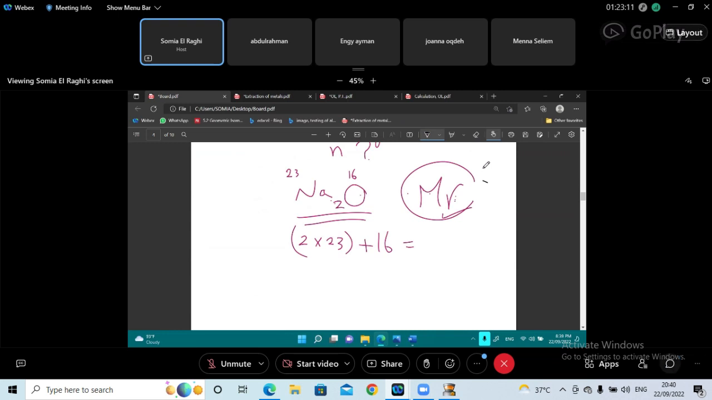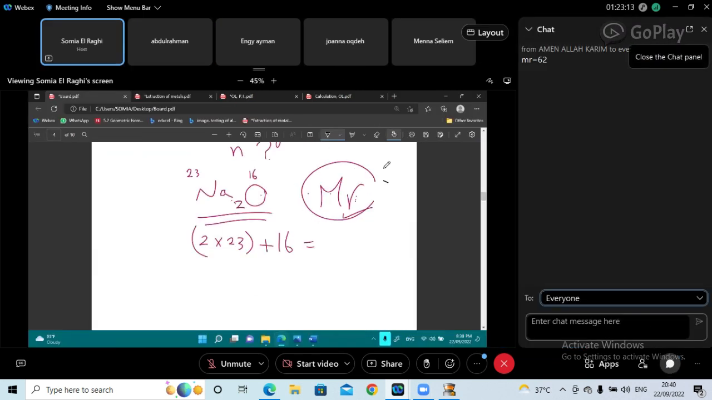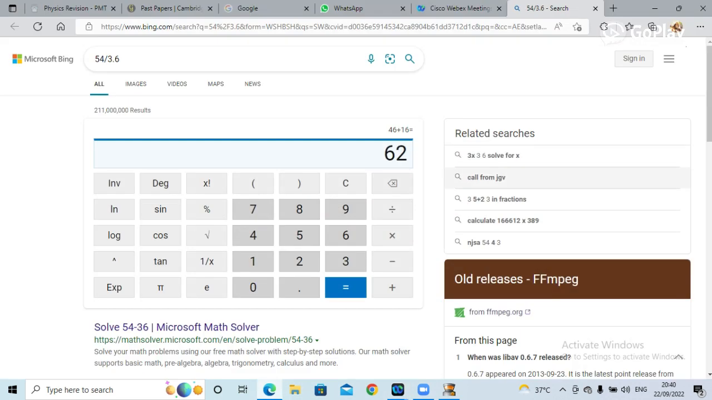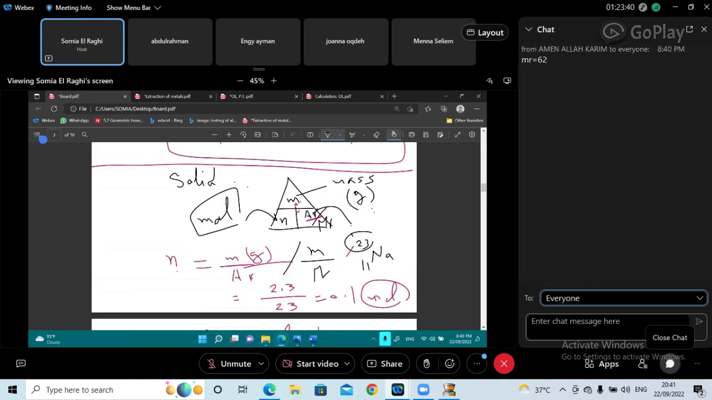Anyone has a calculator? 62. Is it the right value, Mona? 62? Okay. Now, if I have the same mass, 2.3 gram, I need to find the number of moles of this compound. I will use the same rule. Where is the same rule again? M for a compound, and instead of an AR, it will be MR. So simple.